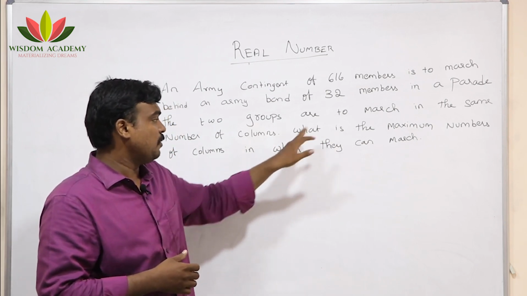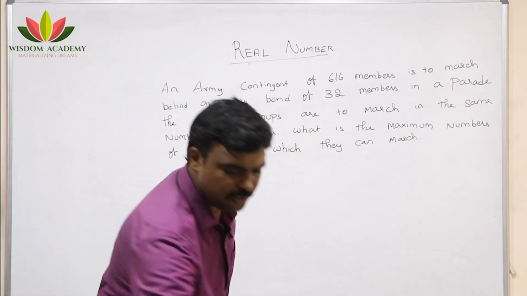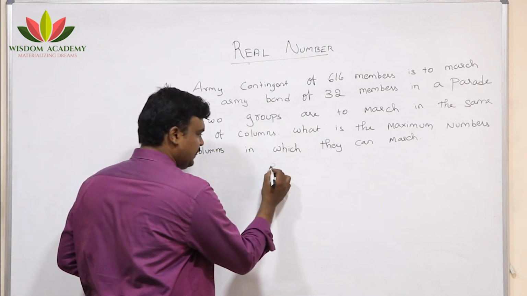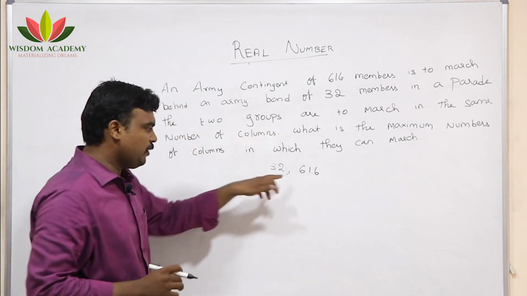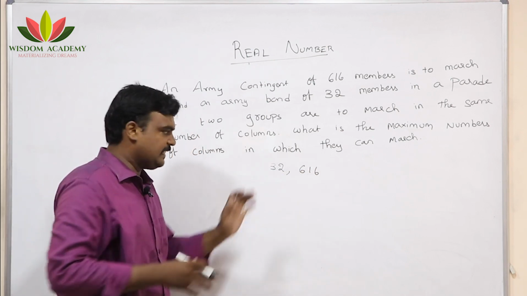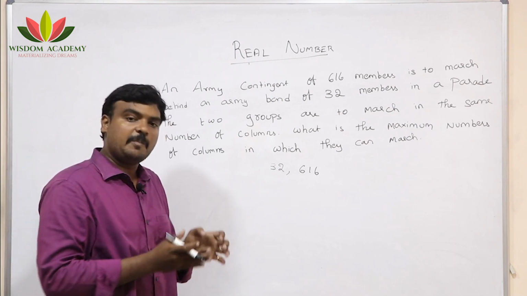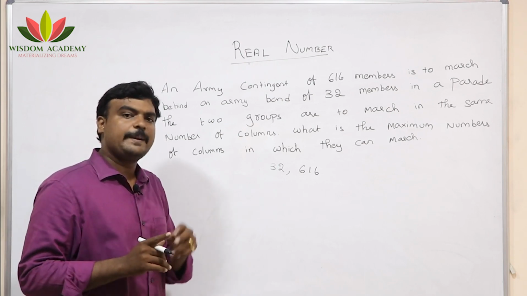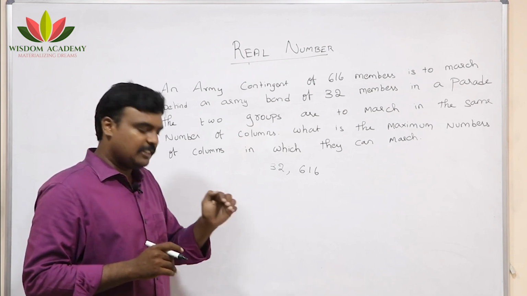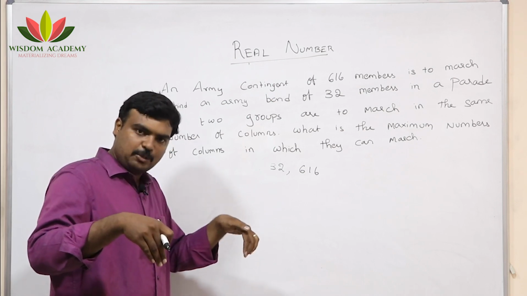So what is the maximum number of columns in which they can march? Here the two numbers are, one is 32, another one is 616. So 32 members have to go in front and 616 members have to follow behind them, and we have to form the maximum columns. The first condition is there should not be any remainders. That is, in a row, if there are 3, there should be completely 3 members formed.